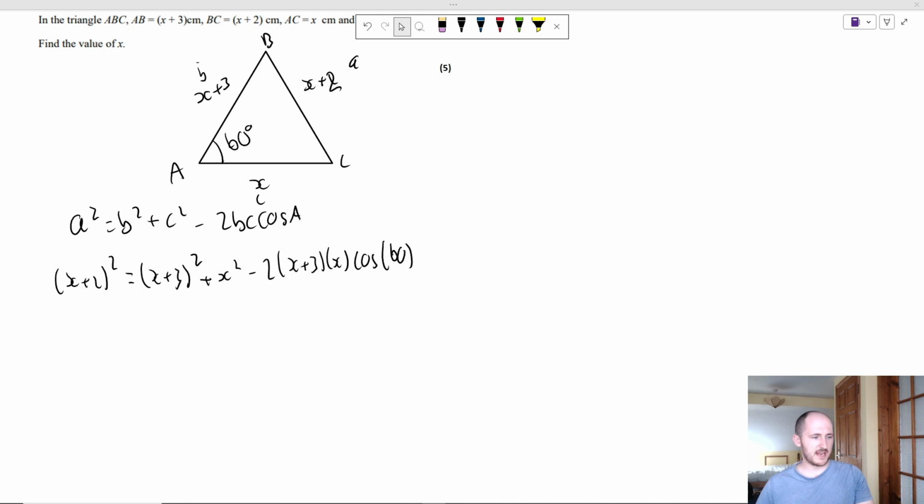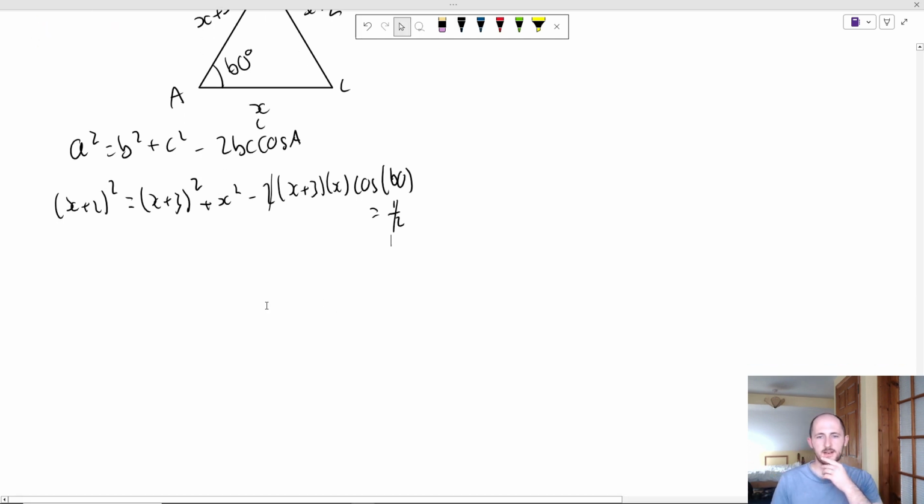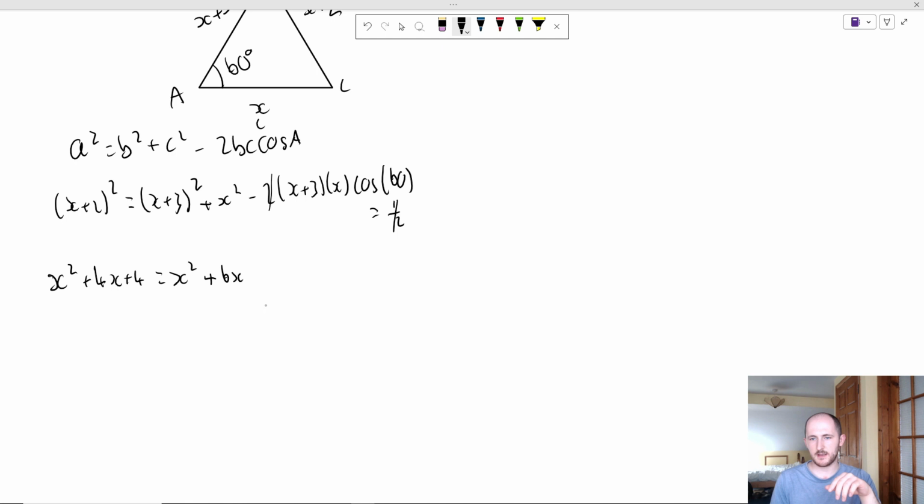And of course you can use the calculator to work out the value of cos 60 if you don't know it. Depends on if you remember it or not. It does equal a half, which actually makes our life easier because we can cancel the 2 and a half, right? Because 2 times a half will give me 1. So that makes my life slightly easier, thank God. And then expanding the brackets, we get x squared plus 2x plus 2x, that's plus 4x plus 4 equals x squared plus 3x plus 3x, so plus 6x plus 9 plus x squared. Then we're going to have x times x, which is x squared, but it's a minus, so minus x squared. Then we're going to have minus 3x. So we can immediately cancel out those two x squareds.